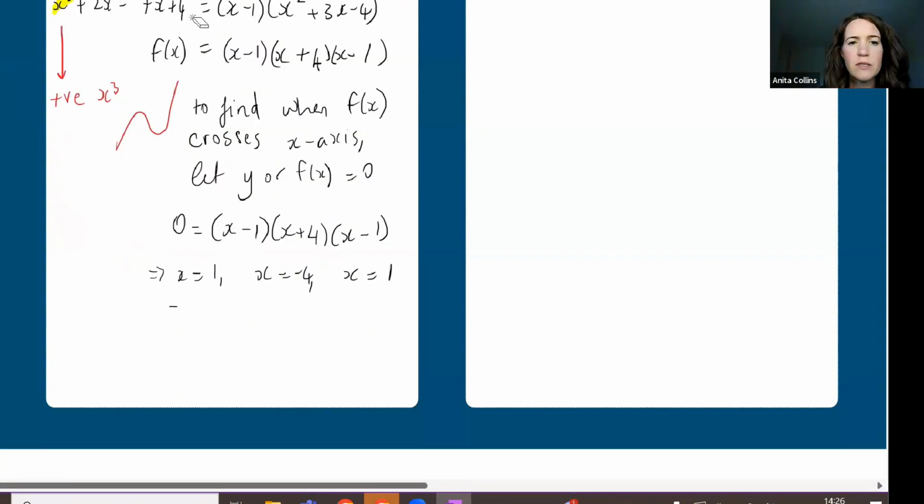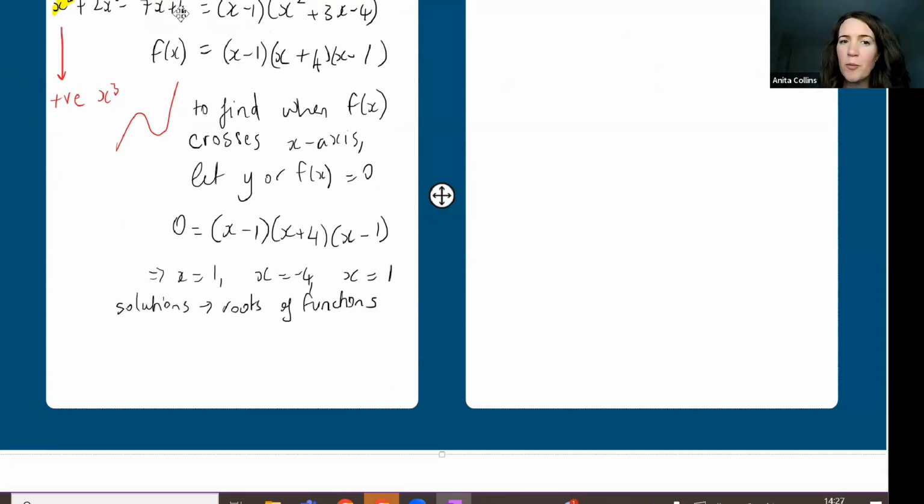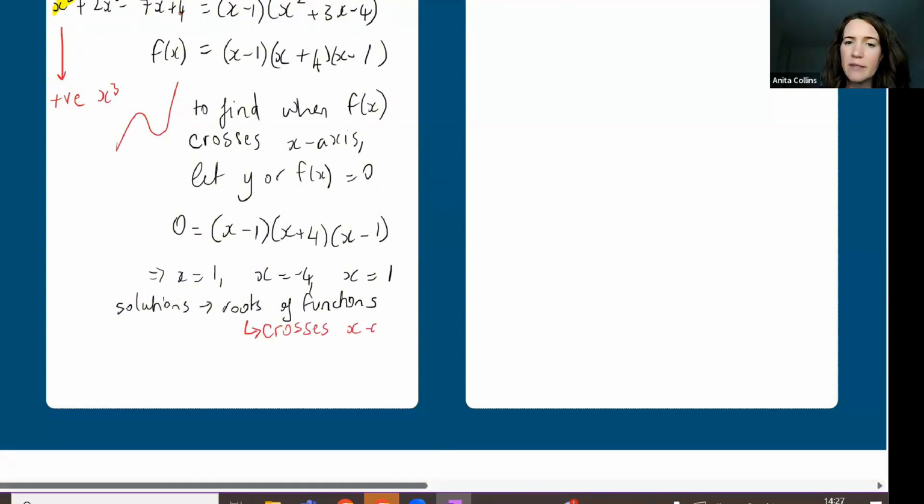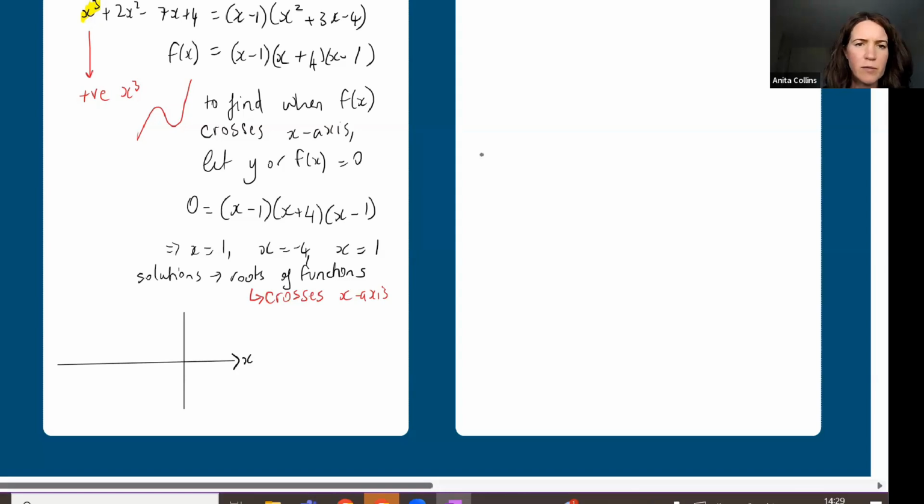These solutions are the roots of the function. So what do we mean when we talk about the roots of a function? We talk about where it crosses the x-axis. Okay, I'm going to make all this a little bit smaller so I have room for my graph. All right, so I've got a little xy coordinate plane here. I know that this cubic function crosses the x-axis at 1 and at -4.